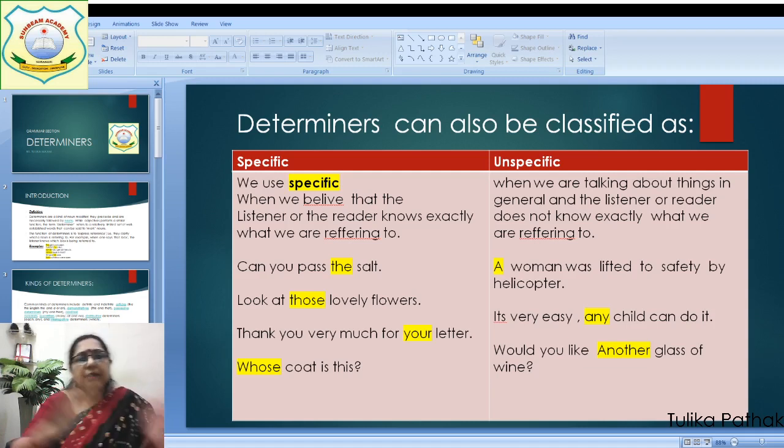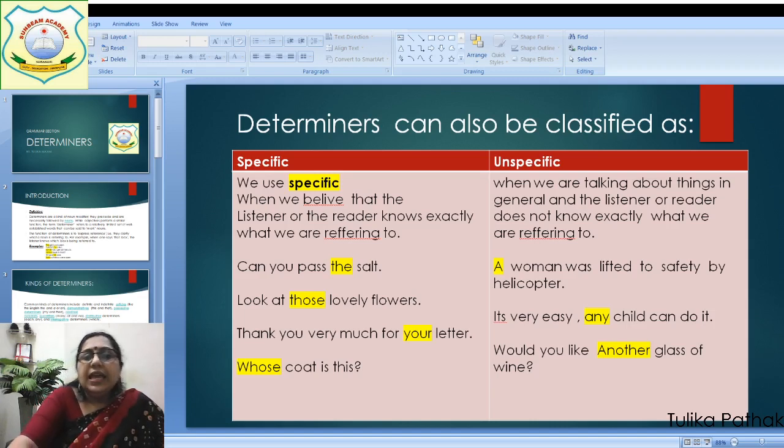And now let us come to examples of the unspecific determiners. A woman was lifted to safety by helicopter. A woman, do we know which woman I'm speaking of? It is not specified. A woman.